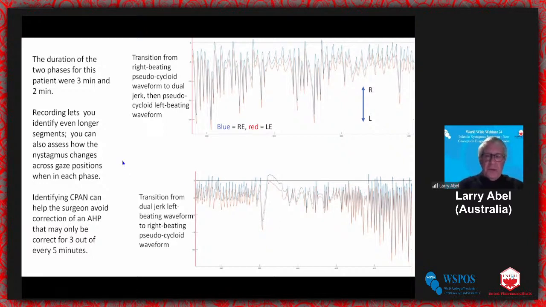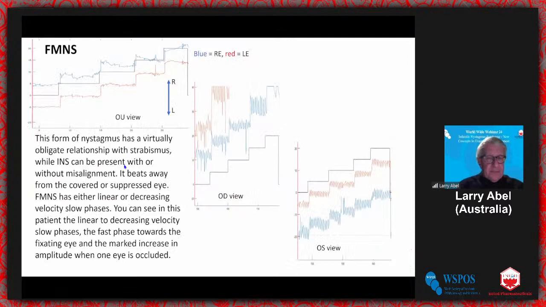And telling fusion maldevelopment from INS with a latent shift. Here's the manifest nystagmus of someone fixing with their left eye. You can see the tiny left beating nystagmus. Then you cover their left eye, you get a brisk right beating nystagmus. Cover their right eye, a brisk left beating nystagmus. The linear to decreasing velocity waveforms are characteristic of fusion maldevelopment.